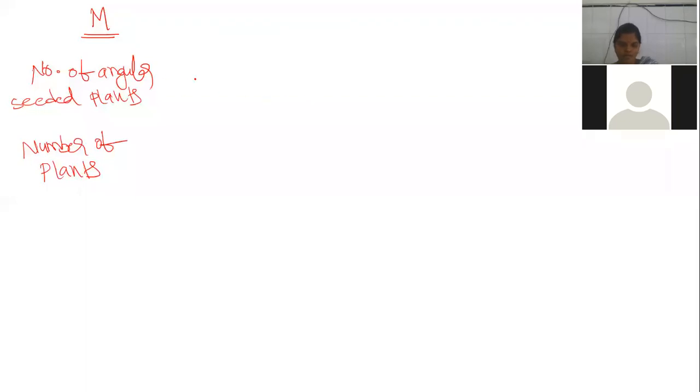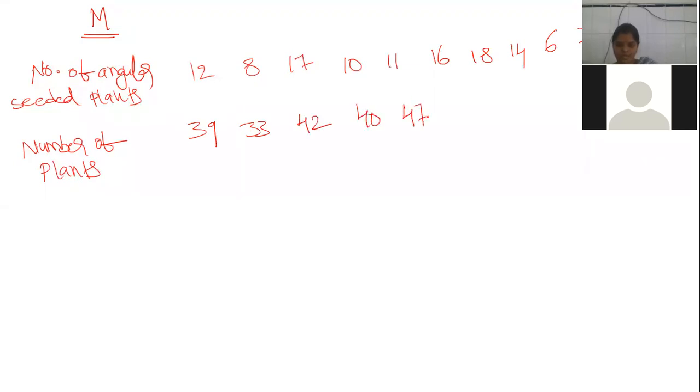Under angular seeded plants, write 12, 8, 17, 10, 11, 16, 18, 14, 6 and 7. Under number of plants, 39, 33, 42, 40, 47, again 42, 60, 50. Under 6, write 22. Under 7, write 25.